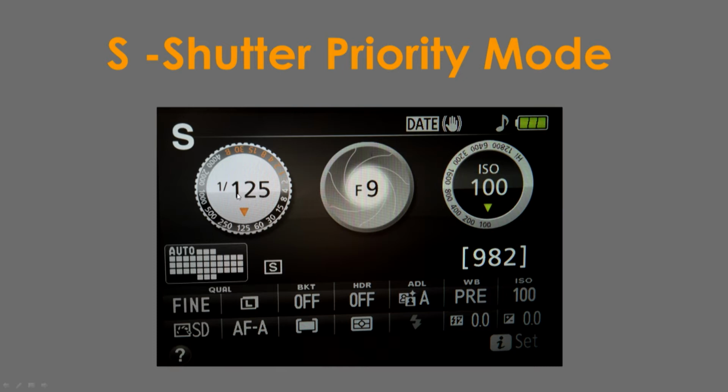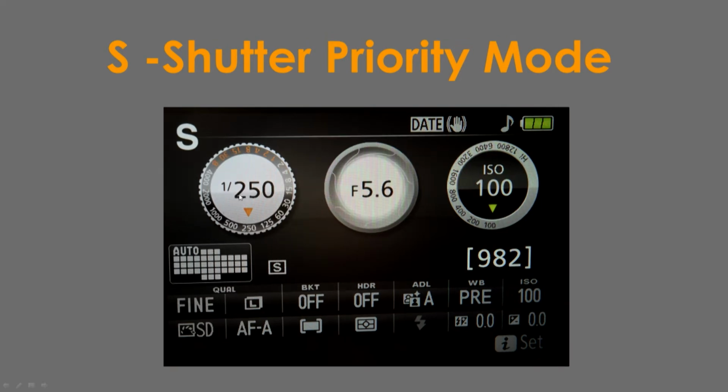Now let us see when I move again, from 1/125 to 1/250th. My shutter speed, I have moved from 1/125 to 1/250th, which is again one stop faster than 1/125. The aperture now I get is 5.6. The camera has automatically changed my aperture to 5.6.